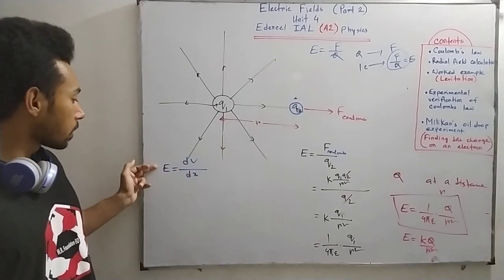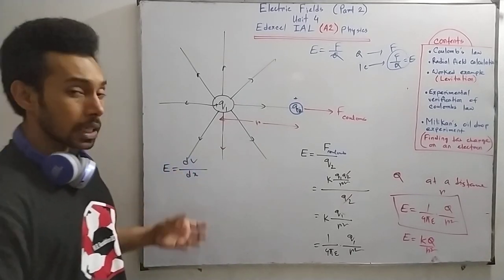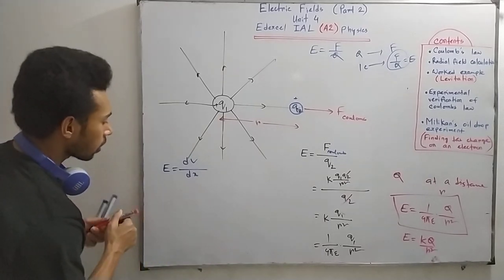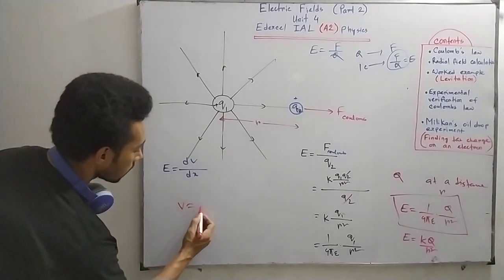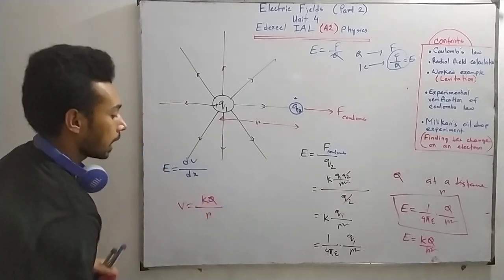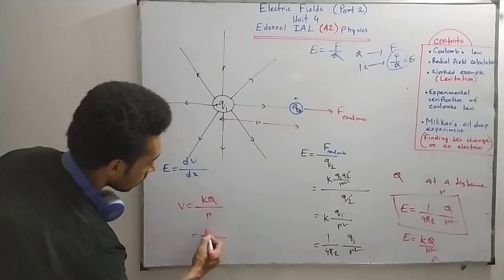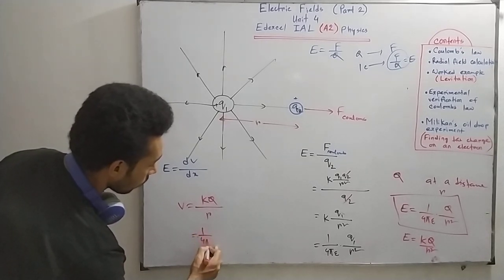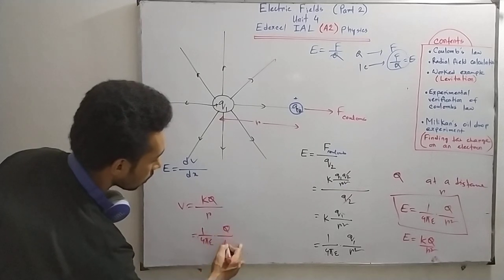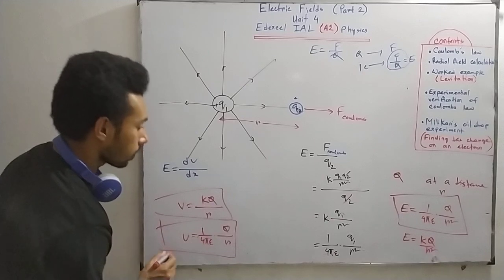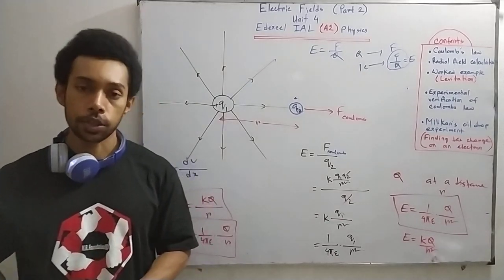So you can write the equation E is equal to dV by dx, and this leads to an expression for the electric potential. V is equal to KQ divided by R. You can also write 1 by 4 pi epsilon into Q by R. So this is the equation for electric potential.